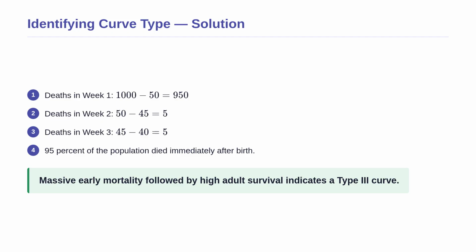Let us calculate the deaths week by week to solve this. In the very first week, we subtract 50 from 1,000, meaning a staggering 950 individuals died. However, in the second week, only 5 individuals died. In the third week, again, only 5 died. This means that 95% of the population was wiped out almost immediately after birth, but the few that survived had a high chance of continuing to live. This massive early mortality, followed by high adult survival, is the textbook definition of a type 3 survivorship curve.